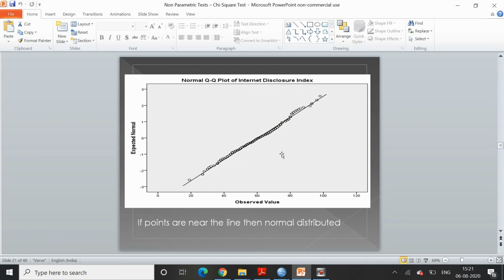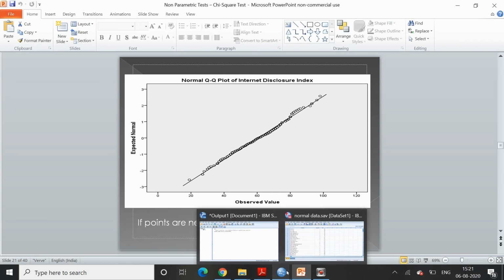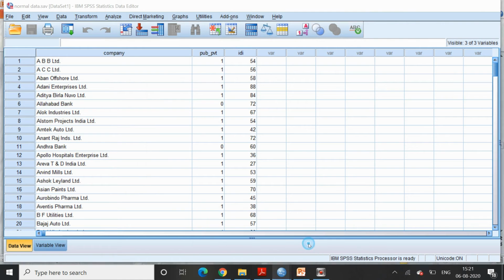We also look at the QQ plot and this line. Most of your data should lie on this line. If the data is going out of this line, we assume that the data is not normally distributed, and there are outliers or values lying outside this centrally located line. Now let's do this with the help of SPSS.